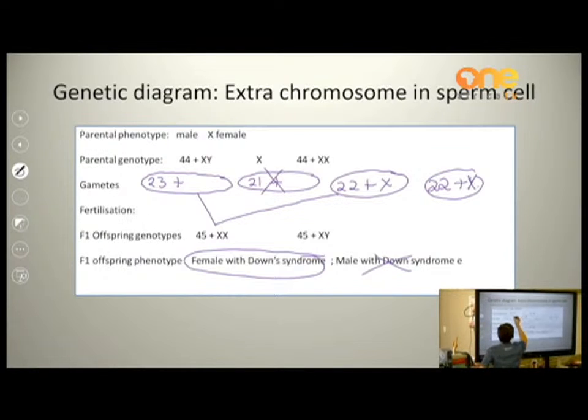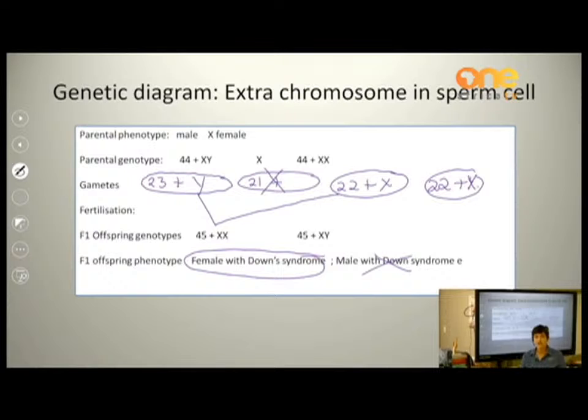If we have the Y there, I can have a male with Down syndrome. But if I have an X there, I will have a female with Down syndrome. I would like you, grade 12, to take your textbook and check how they explain Down syndrome. Describe mutation as a source of variation as shown by Down syndrome.